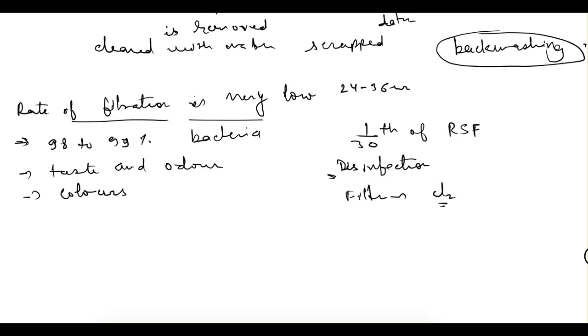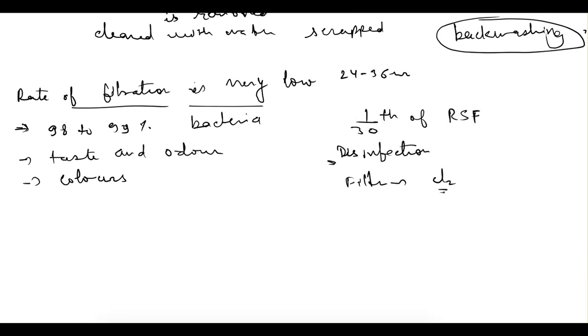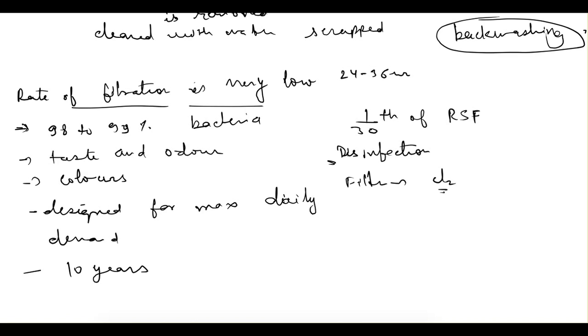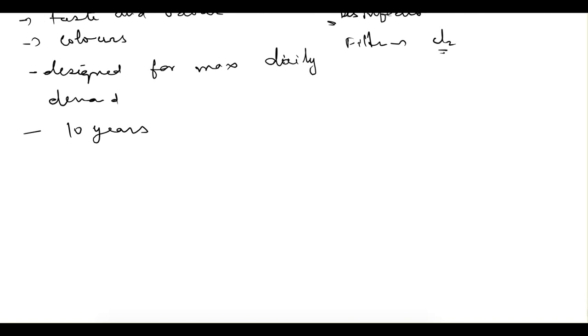These are only used for very small plants or villages, etc. And these are designed for maximum daily demand, and the design life of these filters is 10 years. So I think these are sufficient points you can remember about slow sand filters.